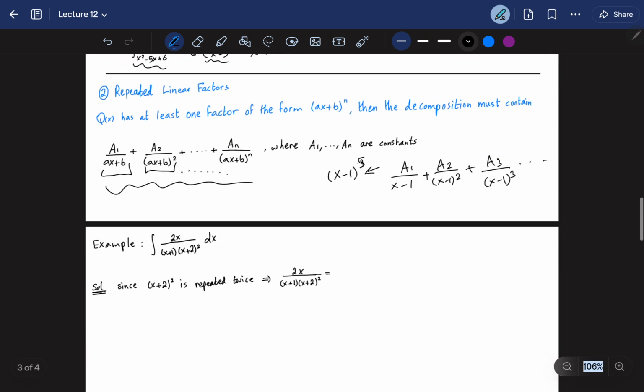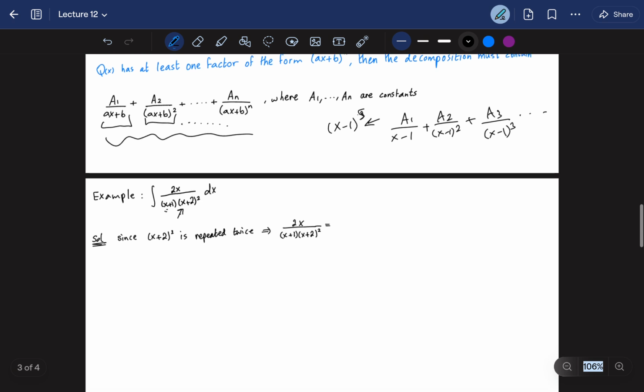So let's try this example. Here I have 2x over (x plus 1) times (x plus 2) squared. I have linear factors, but one of these linear factors is repeated twice. So this means I have to have 2 fractions for that factor. So let's see. Now x plus 1 is easy. I just take a1 over x plus 1 and then a2 over x plus 2. But since x plus 2 is repeated twice, I need to have another fraction that's going to represent it.